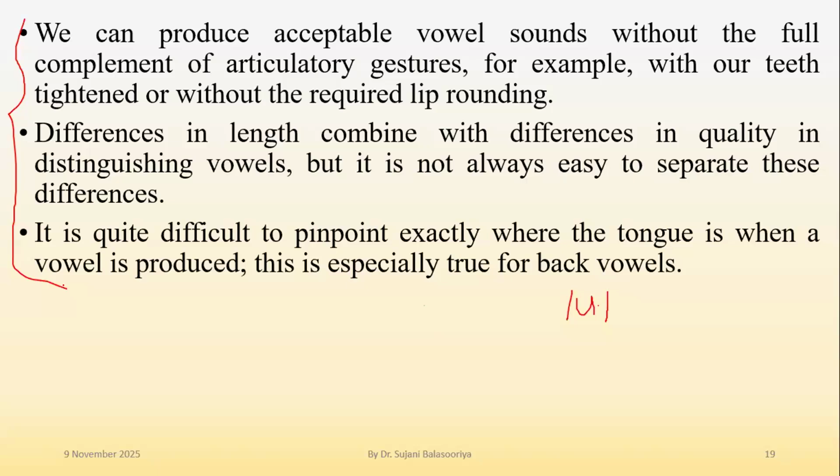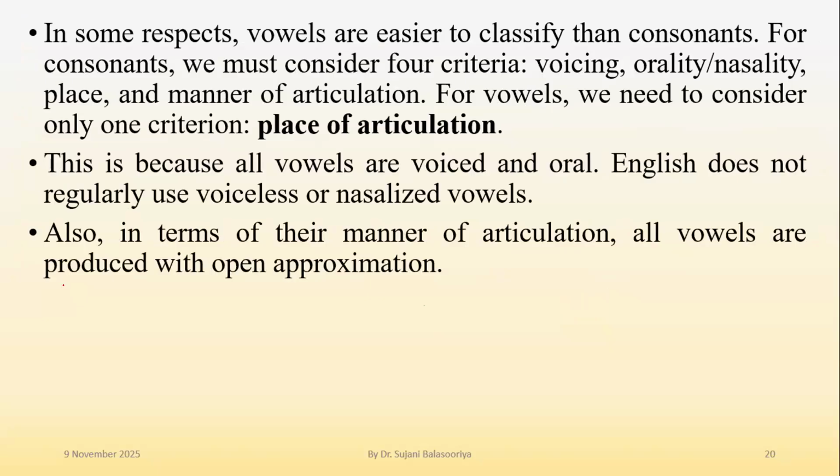Okay, but there are ways and means, and we have some more information about this. Sometimes vowels are easier to classify than consonants. We have that advantage also. Because talking about the consonants, we have both place of articulation and manner of articulation. But talking about the vowel sounds, we have only place of articulation. Actually, manners are almost the same. Because all vowels are voiced and oral. Remember this. This is a fact you should remember.